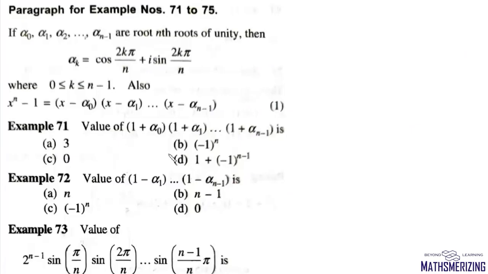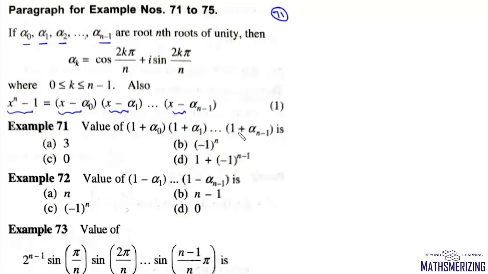Now the next question is, if alpha naught, alpha 1, alpha 2 up to alpha n minus 1 are the nth roots of unity, then alpha k is cos 2 pi k by n plus iota sine 2 k pi by n. And we know that we can write x to the power n minus 1 as x minus alpha naught into x minus alpha 1 up to x minus alpha n minus 1. Now the first question, which is example 71, we need to find the value of 1 plus alpha naught, 1 plus alpha 1, up to 1 plus alpha n minus 1.